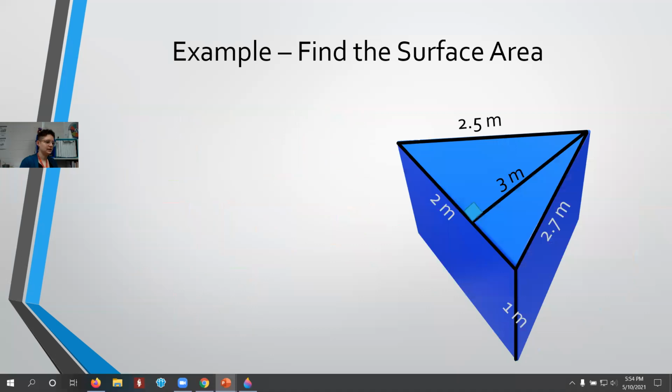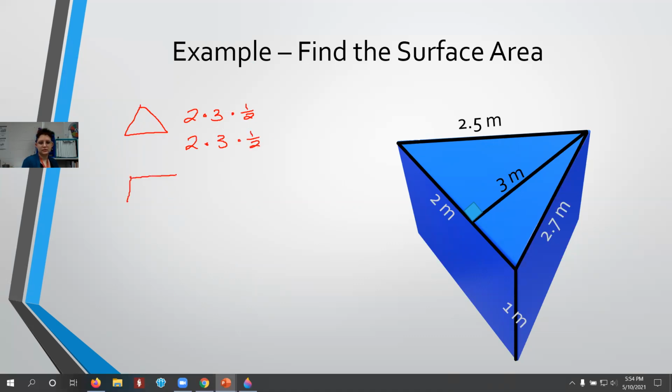And let's look at one last example. This is the surface area of this triangular prism. We got some decimals. So I'm going to start with the triangle. Okay, I can see the base and the height at the right angle. So the area is 2 times 3 times a half since it's a triangle. I have 2 of those, so I'm going to do that twice.